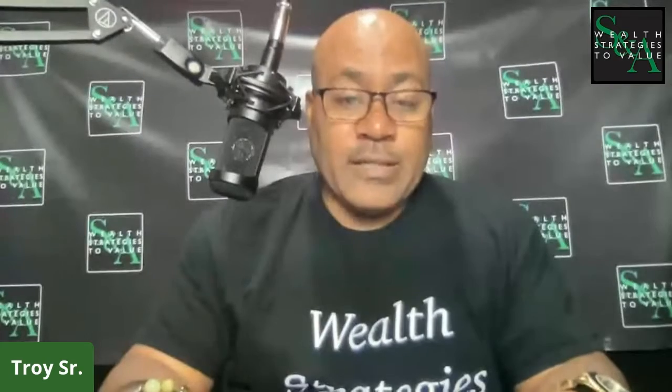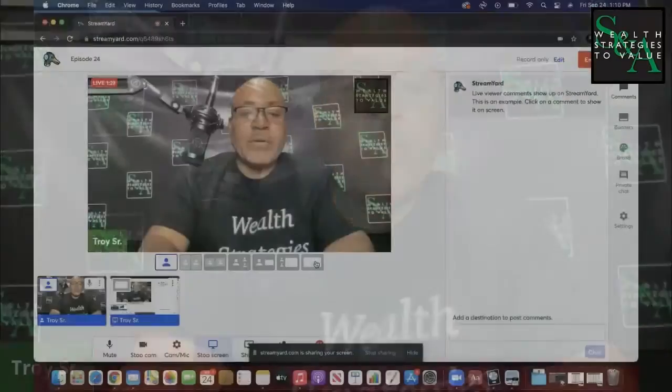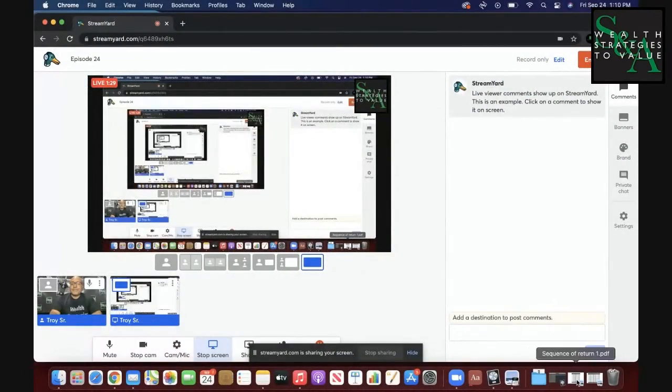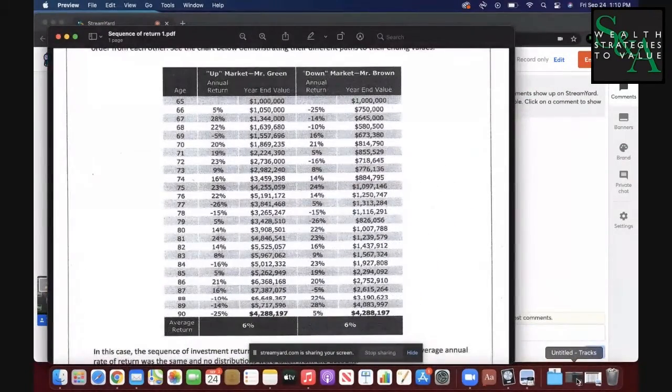So we did a scenario here. I'm going to share a PDF with you on Mr. Green and Mr. Brown. There's two people. Now, those colors might mean something because Mr. Green is probably going to be doing a little better than Mr. Brown, right? Because green represents wealth and money, right? Well, we know what brown represents. All right, so let me share my screen with you, and you can see exactly what I'm talking about. So this is what we call sequence of return risk.